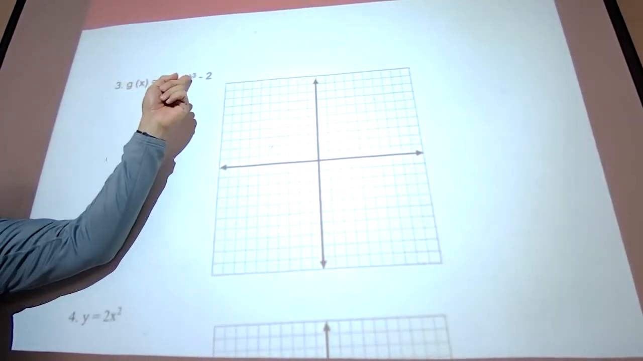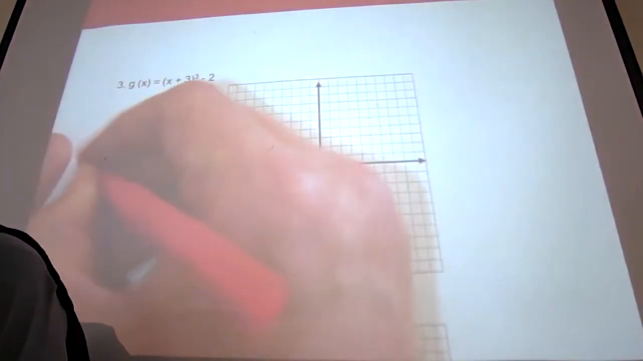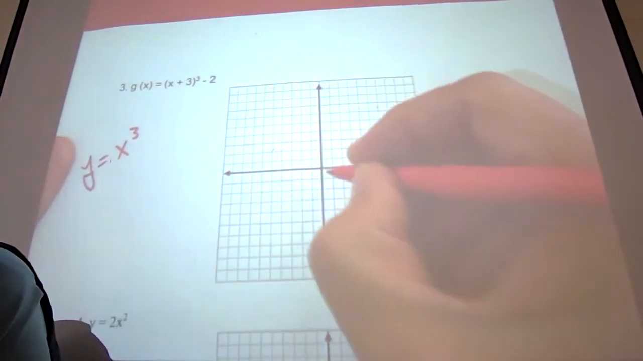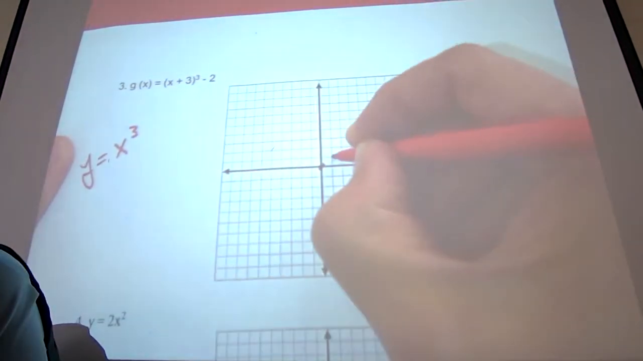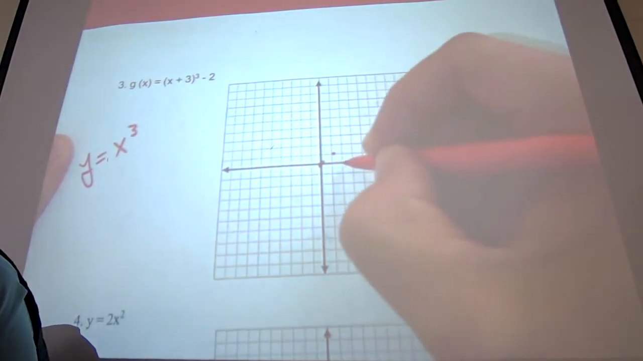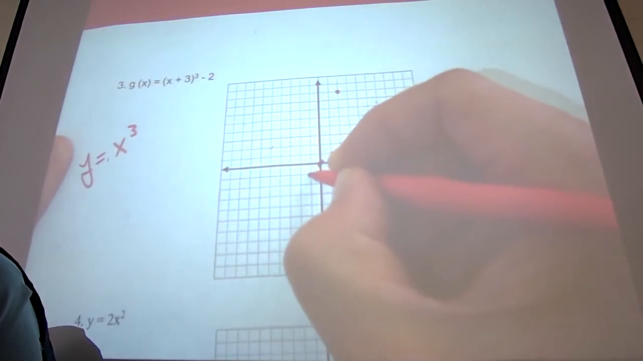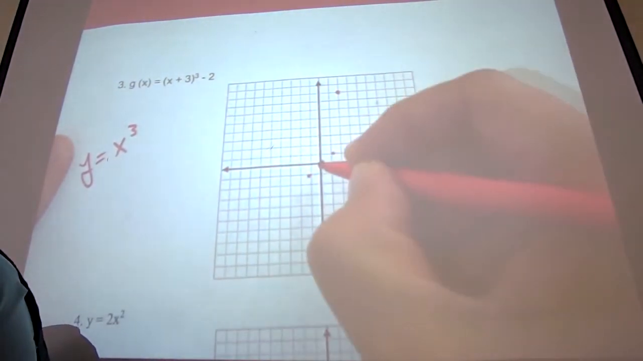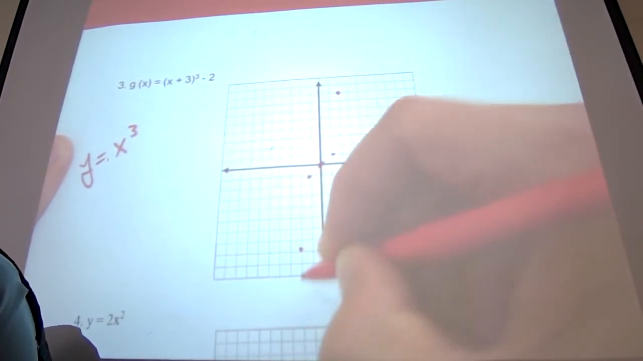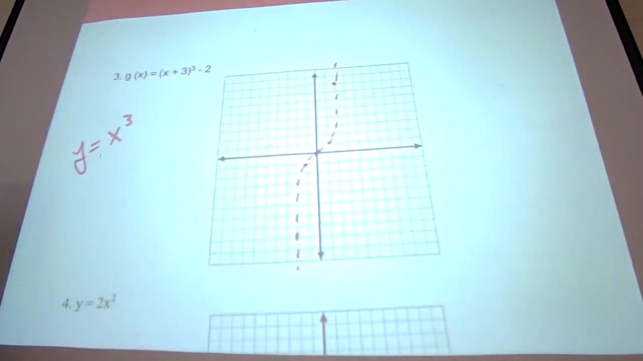So now this time I have a cubic function. So I'm going to graph y equals x to the third first. Okay, so if I plug in 0, I get 0. If I plug in 1, 1 cubed is 1. If I plug in 2, 2 cubed, 2 times 2 times 2, is over 2, up 8 units. And then over 1, down 1, -1 cubed is -1, and -2 cubed is -8. So it looks like this, a little S curve like that. Okay, that's the parent function.